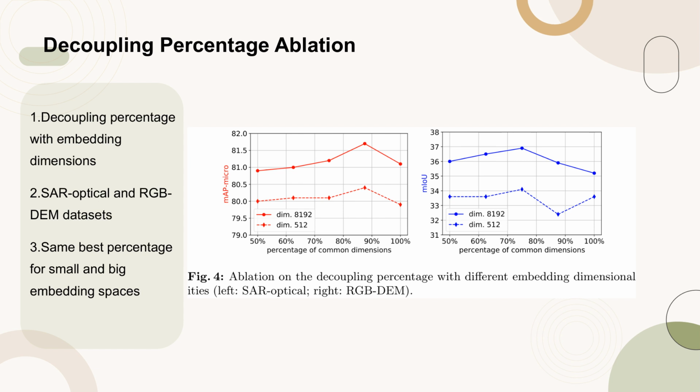Figure 4 illustrates the ablation study on the decoupling percentage across different embedding dimensionalities. The left side of the figure focuses on the SAR optical dataset, while the right side examines the RGBDM dataset. The study reveals that the optimal percentage of common dimensions remains consistent regardless of whether the embedding space is small or large. This consistency suggests a robust strategy for handling multimodal data across varying dimensionality settings.